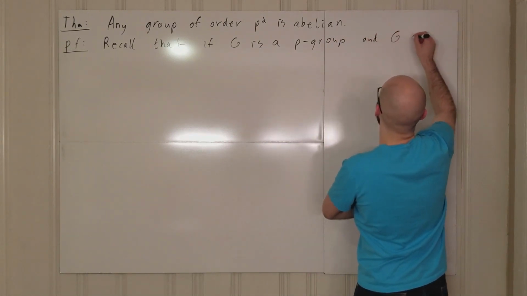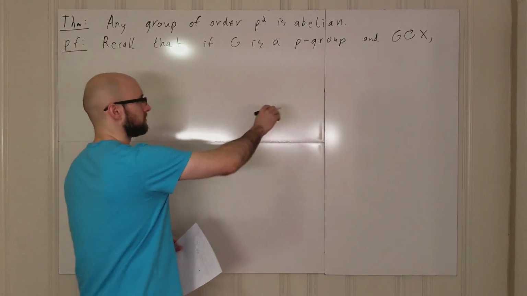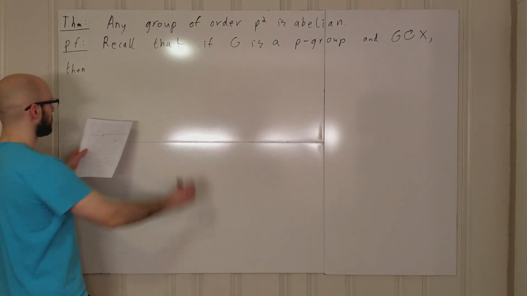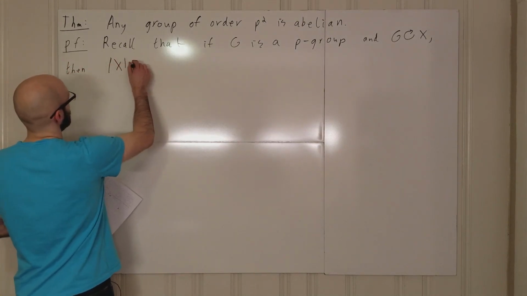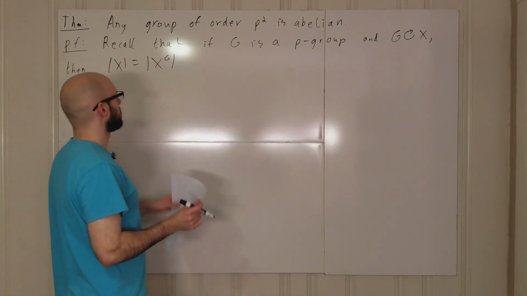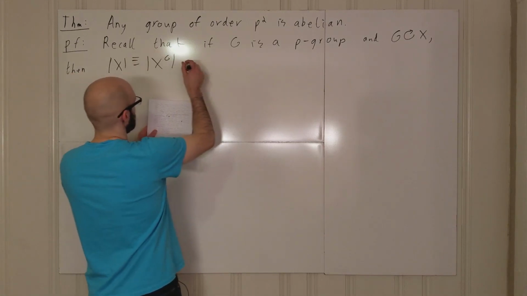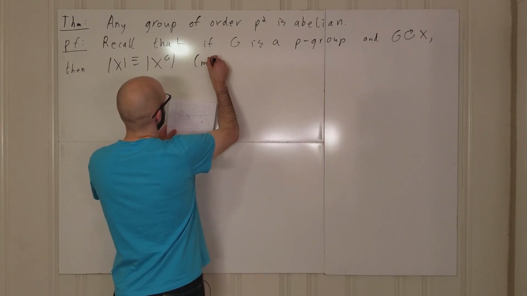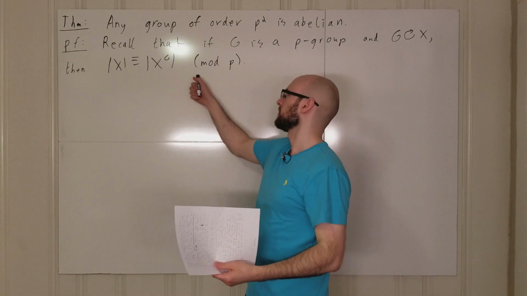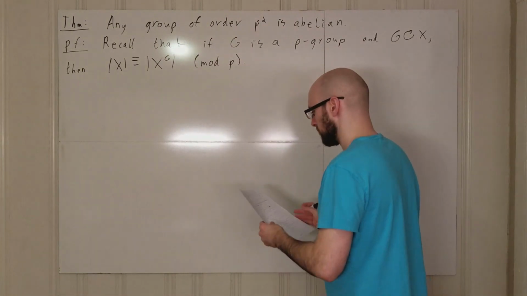and we say that G is acting on some set X. Anyways, then, what do we know? The size of X is equal to the size of the fixed points, the things in X which are fixed by all elements of G. So this is equivalent to this mod p. You can choose to put parentheses around this mod p or not. It doesn't seem to be a really big deal.